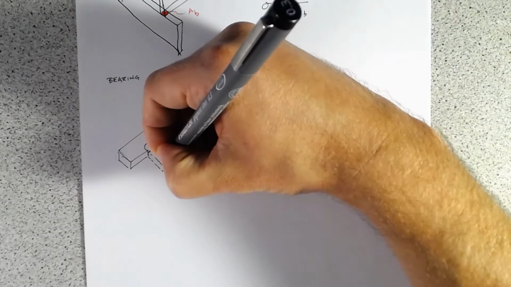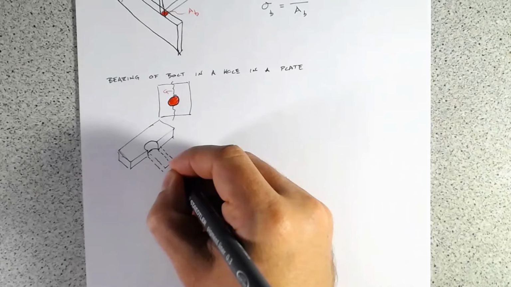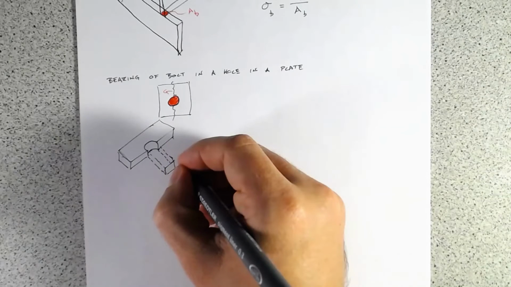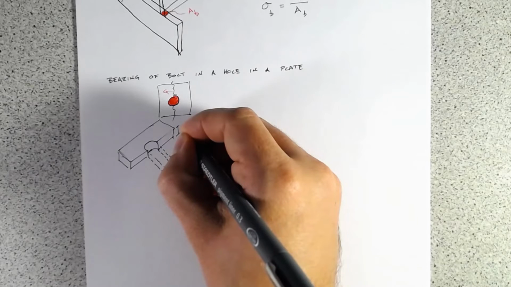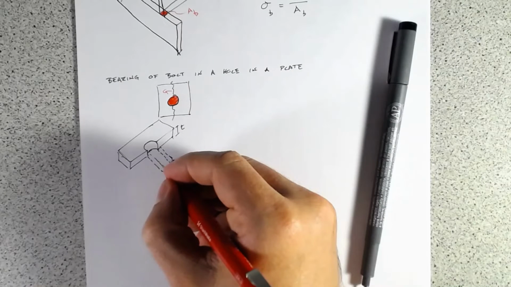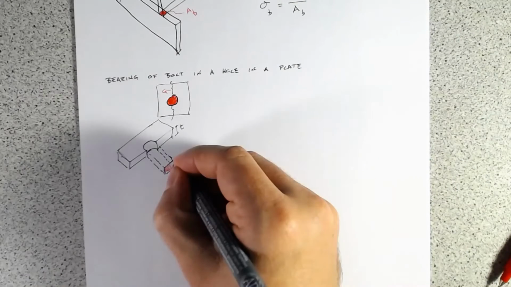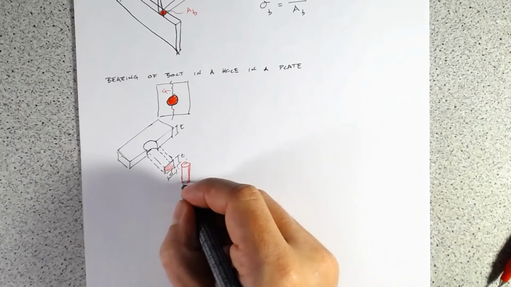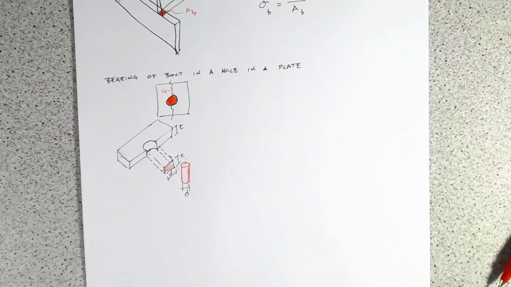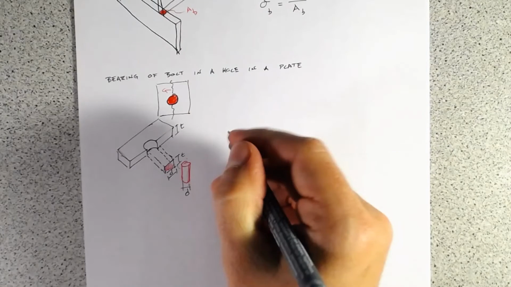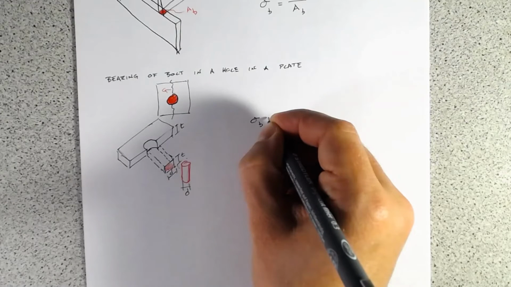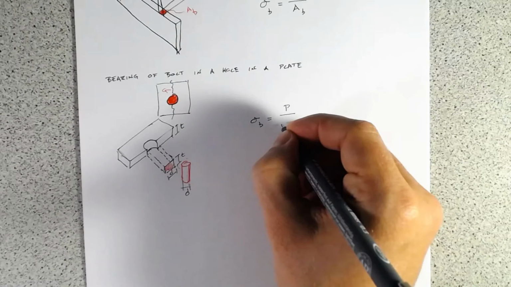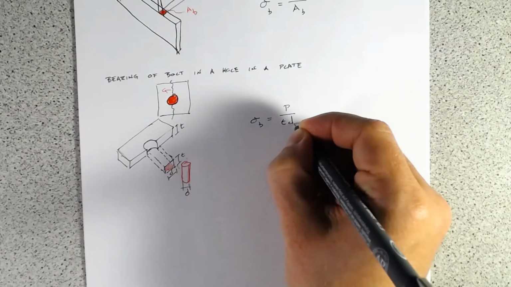So what we do is we project the area that the bolt will bear against. And this is our bearing area here, our projected area. It's going to have height T and width D, so same width as the bolt. So here, bearing stress is just going to be P over T times D of the bolt.